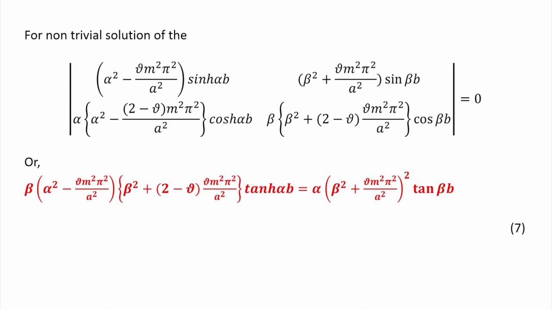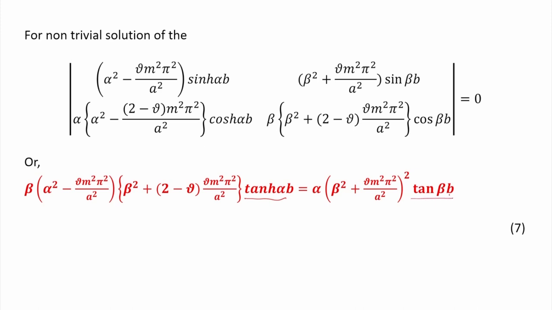So beta bracket alpha square minus gamma mu m square pi square by a square, into beta square plus 2 minus mu into mu into m square pi square by a square, into tanh(alpha b), and on the right hand side we are getting alpha, beta square plus mu m square pi square by a square, whole square, into tan(beta b).